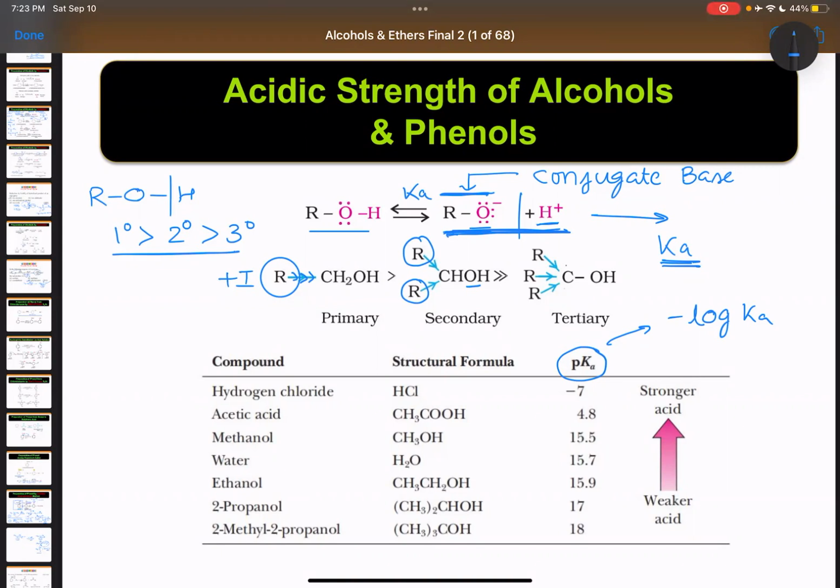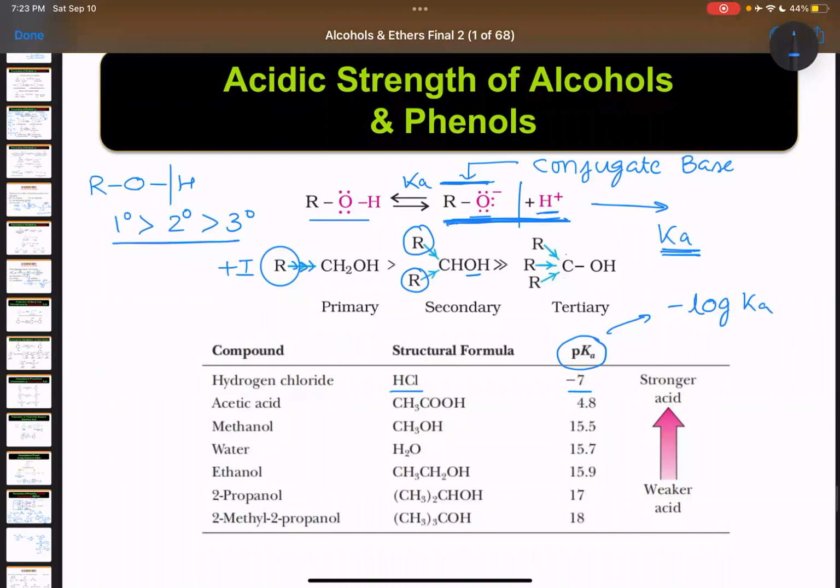So you can see HCl is having pK of -7. It's very strong. And this acetic acid is not that weak. It is 4.8, methanol 15.5, water is 15.7 pK. So as you are moving towards more and more branched alcohol, the pK is going to increase and acidic strength is going to decrease. So this is going to be a weak acid, because the pK is highest.